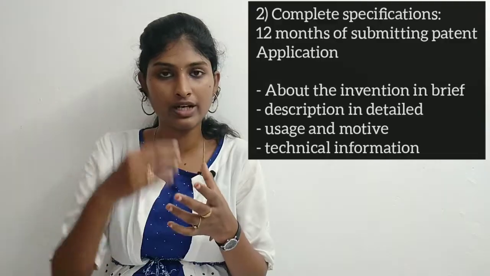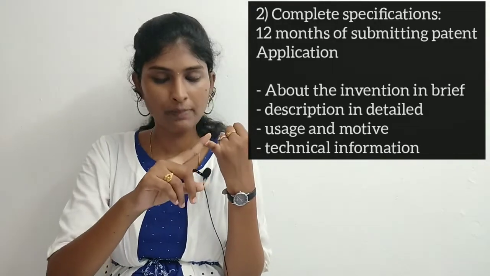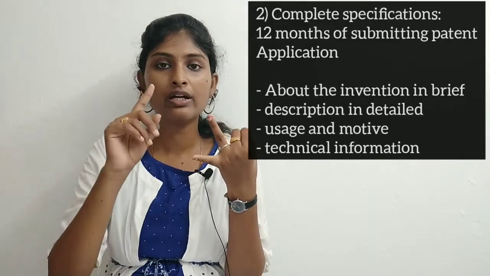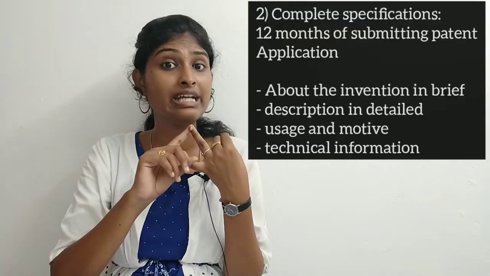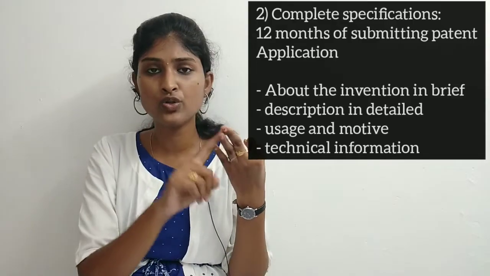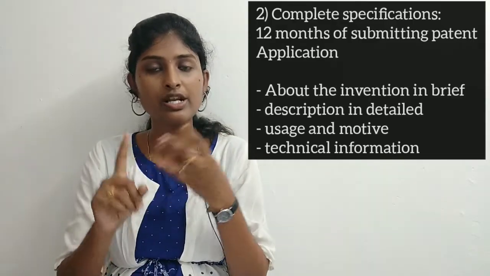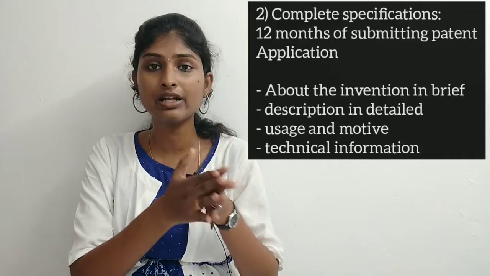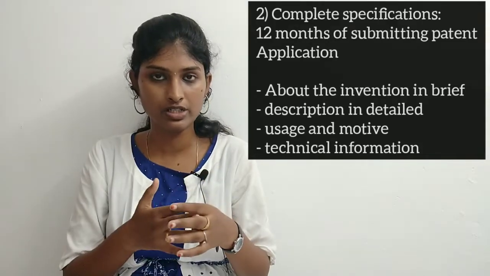The specification should contain a brief note about the invention and a description of the invention in a detailed manner, and it should mention the usage and the motive of the invention, and it should also contain the technical information about the invention. And the third process is that the patent application will be published on a public platform only after 18 months from the date of submitting the patent application.